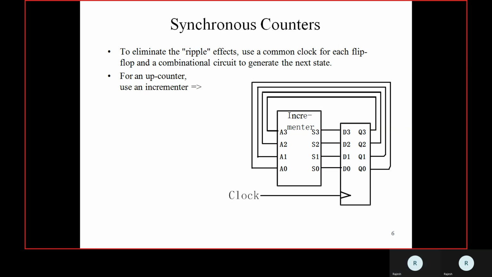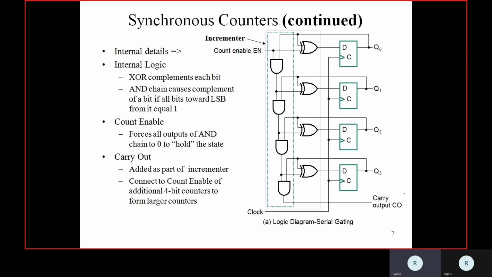So here the incrementer logic is built with a combination of XOR gates and AND gates, and this AND gate is nothing but the carry output. We have an enable pin. Once you enable it, initially the output is 0000, and those are fed as inputs, and your enable bit is 1. So 1 AND 0 is 0, but 1 XOR 0 becomes 1.